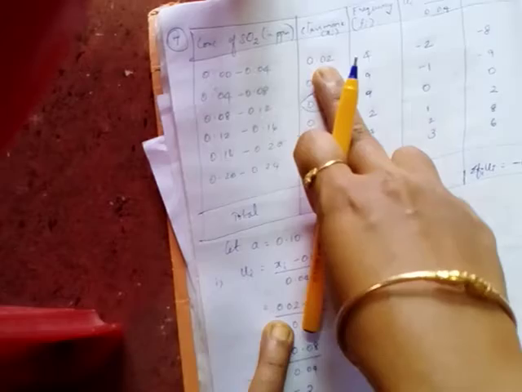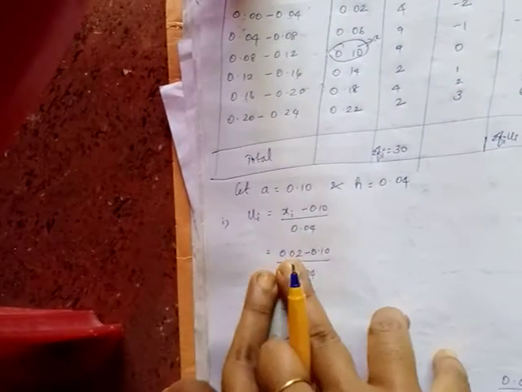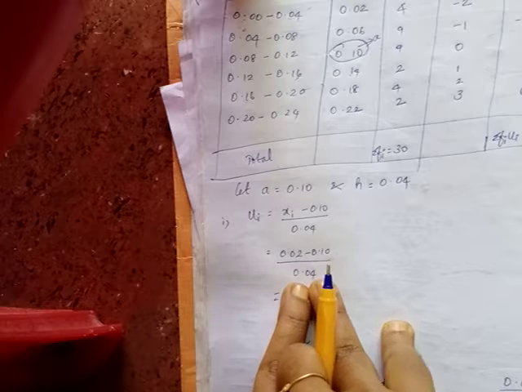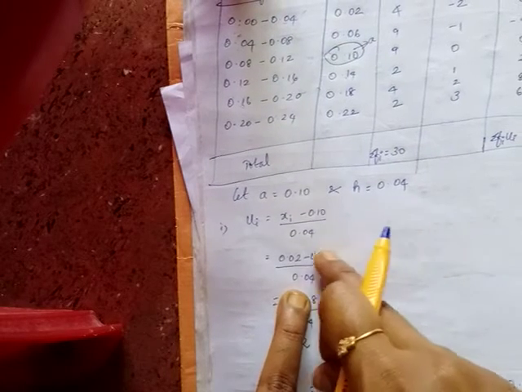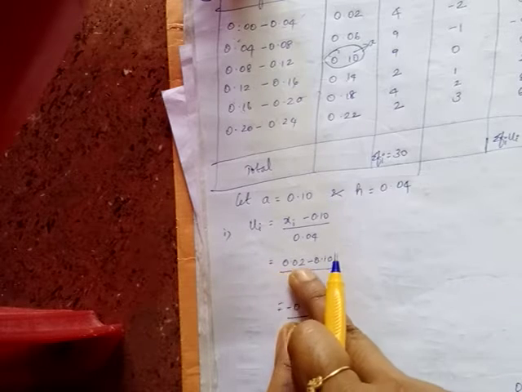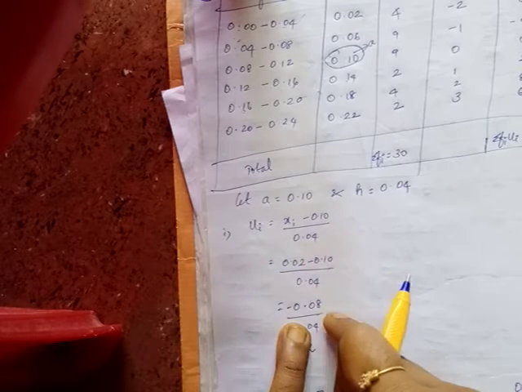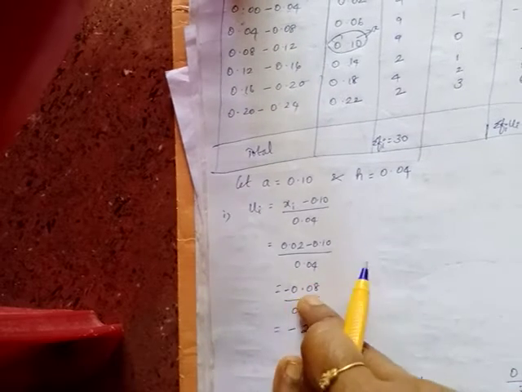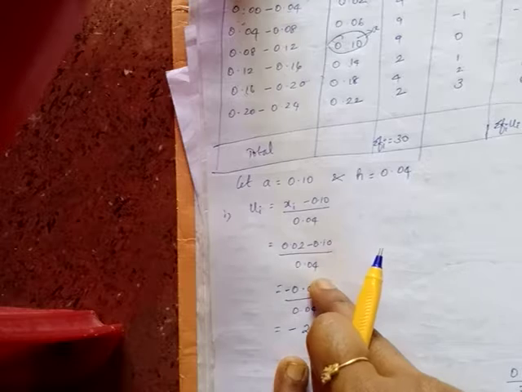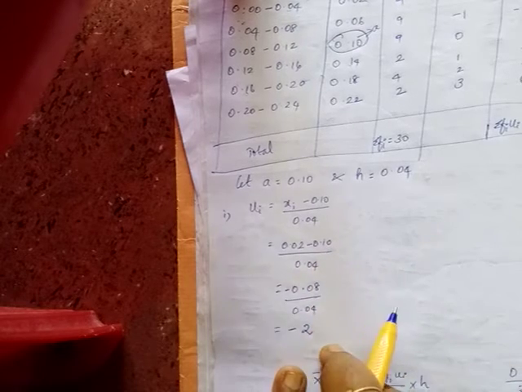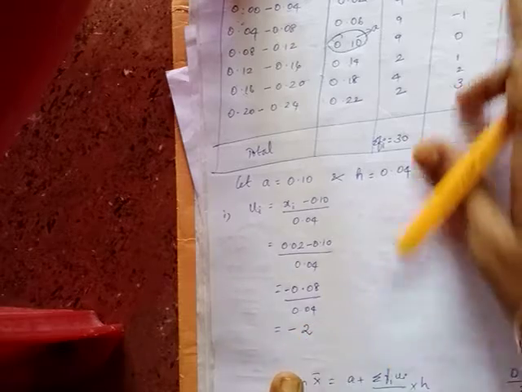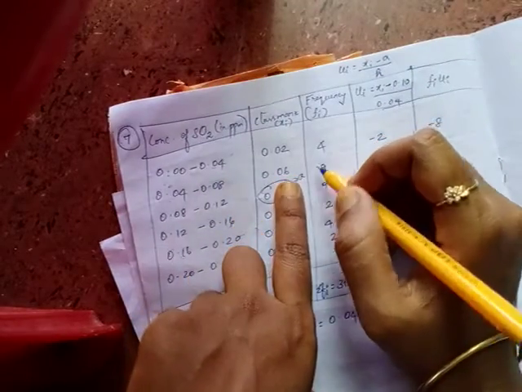So what is the first xi here? 0.02. So 0.02 minus 0.10 divided by 0.04, which is nothing but, just keep it in mind, 10 minus 2. What is 10 minus 2? 8. So you just write 0.08, already you have the 0.0. So 0.08 divided by 0.04, when you cancel, you will be getting 2, and since the bigger number is the subtracted one, it is minus. So minus 2.